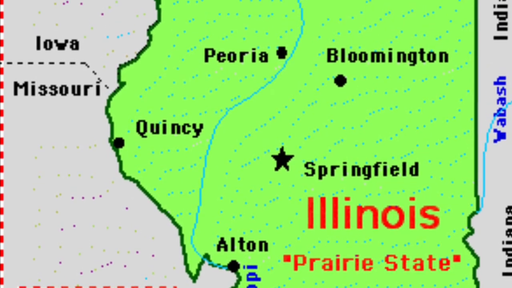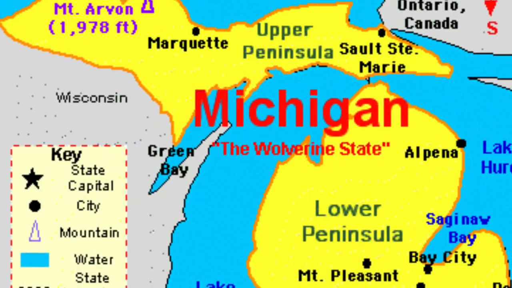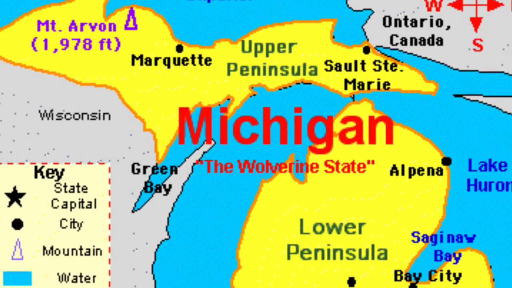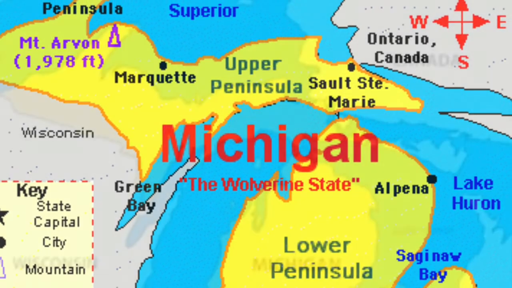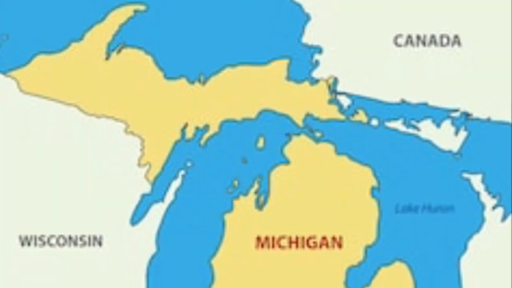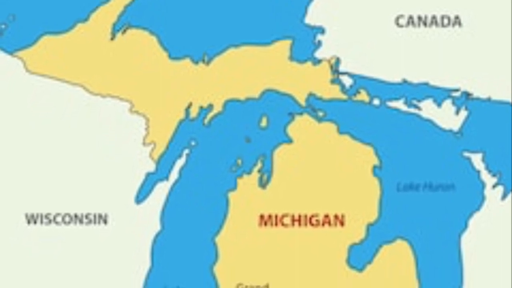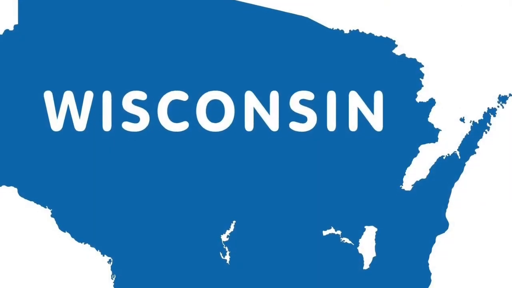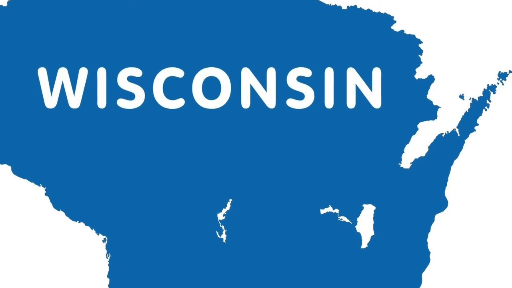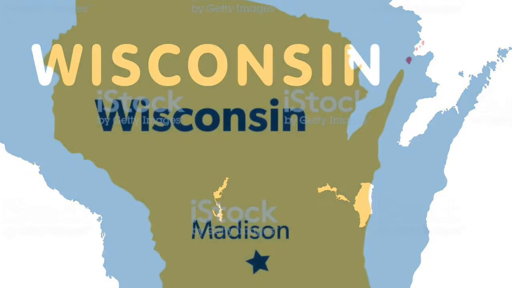Then we have Illinois. The capital is Springfield. The next state we have is Michigan, and the capital is Lansing. And we have Wisconsin, and the capital of Wisconsin is Madison.